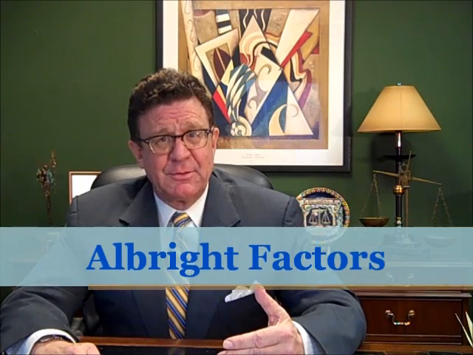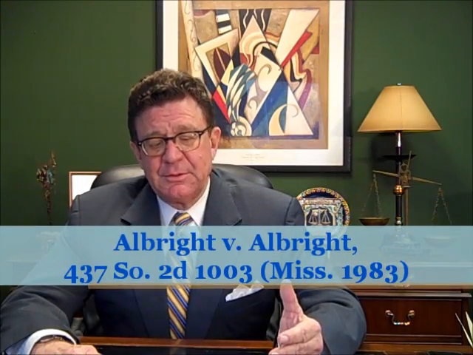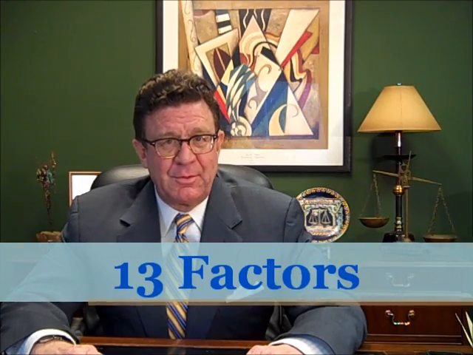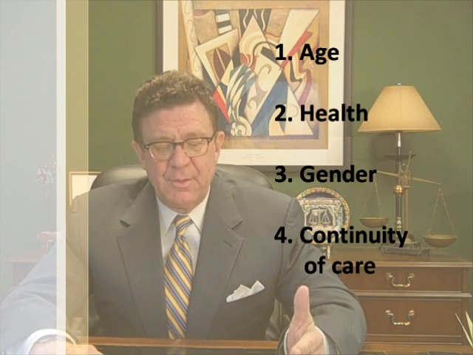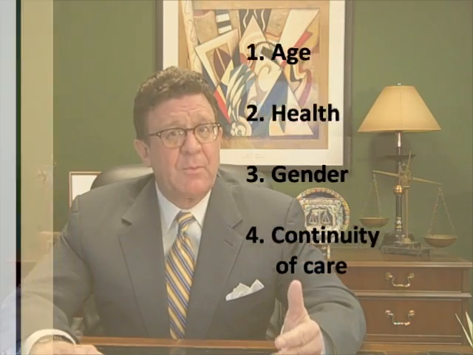Now, if there is a custody contest in court, or if there is a custody contest in negotiation, the parties and the court will look to what we call the Albright Factors. And these factors are named after the case of Albright versus Albright, which is found in our books at 437 Southern 2nd, page 1003. There are 13 factors that the court looks at, and they are as follows: the age of the child, the health of the child, the gender of the child, continuity of care prior to the separation, which I regard as the most significant inquiry.